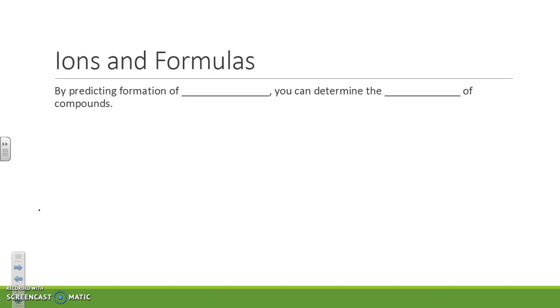Okay, so ionic compounds. Remember, how do you know it's an ionic compound? You know it's an ionic compound if it has a metal listed first, either in the formula or in the name, or if it has ammonium listed first. Okay, so ions and formulas. By predicting the formation of ions or their charges, you can determine the formula of an ionic compound. Okay, so what in the world does that mean?